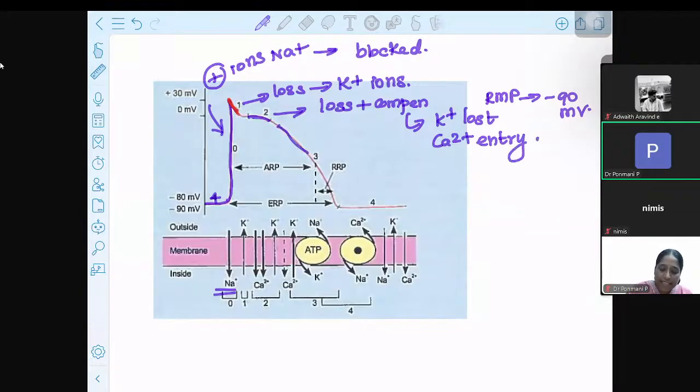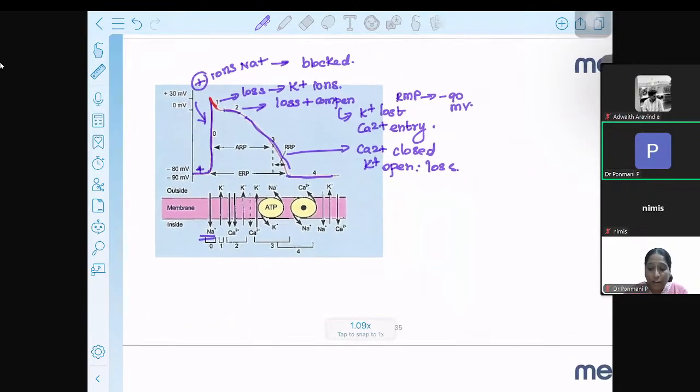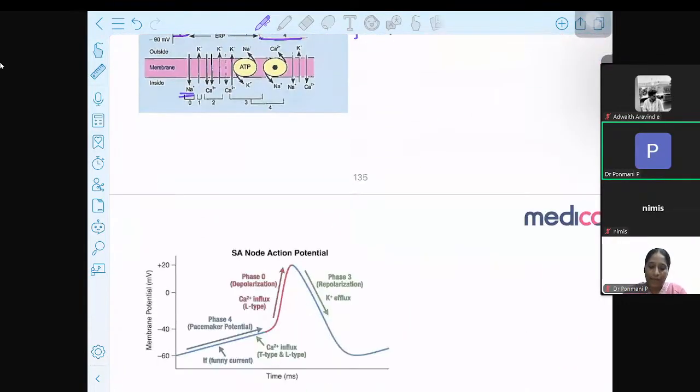And phase 3 represents rapid repolarization. This means that the calcium channel is closed here and the potassium channel is still open and the loss is happening. At last, it returns to minus 90 millivolts and all ions are reset back. Why do you want to know this? Because this is the basics of antiarrhythmic drugs.